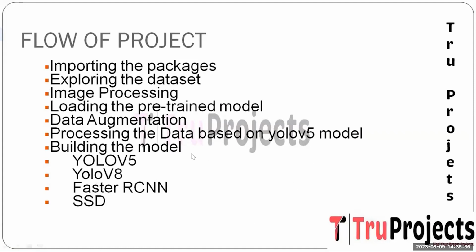The next one is building the model. Here, several object detection models are built. The first one is YOLO V5. It stands for You Only Look Once. Version 5 is a state-of-the-art real-time object detection framework that excels in both accuracy and speed. It operates by dividing an image into grids and predicting the bounding box and the class probability for the objects present within each grid cell.